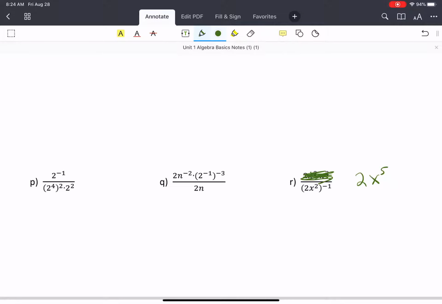Now I'm going to pretend that only the bottom one is there. See how everything is in the parentheses with the negative 1? So it all needs to move up, right? So it would be times 2x squared to the positive 1.